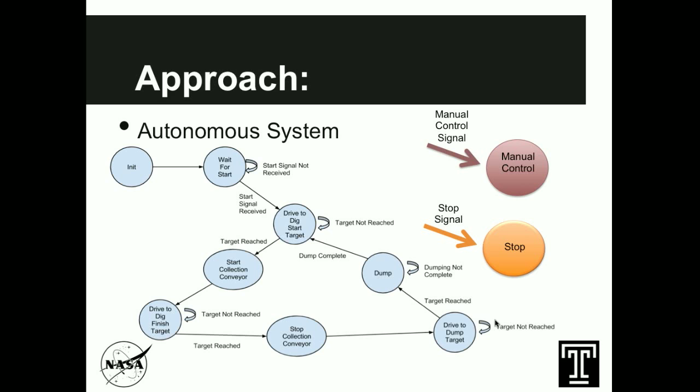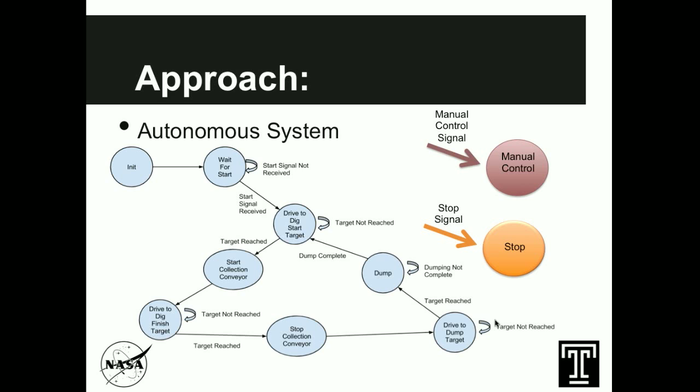Essentially what happens in this state machine is once we start, all we have to do is set a target. We set a target of where we're going to dig to, and once we reach the digging target, we start our collection system. Once we start the collection system, we drive towards what we call the dig finish target. Once we reach that target, we turn off the collection system and drive to the dumping area.